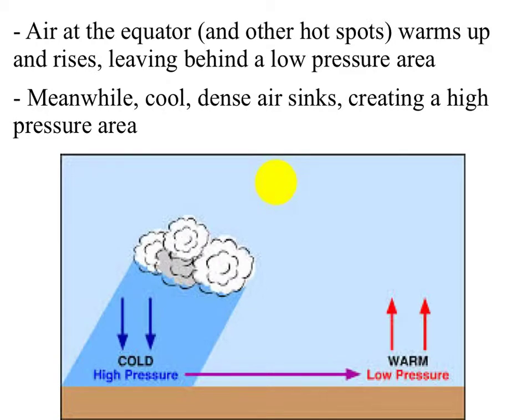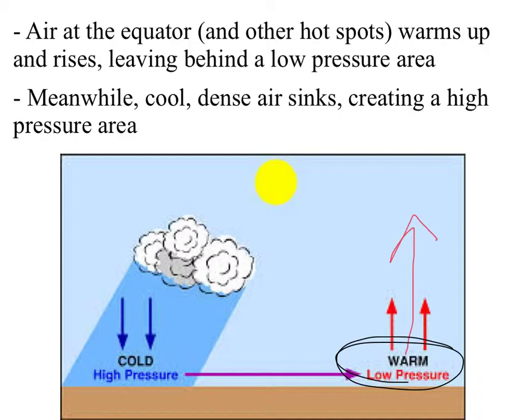With air, it usually gets hot at the equator because it's getting more direct sunlight and for longer periods of time, and it warms up. When it warms up, if you remember, it becomes less dense because it has to spread out, and since it's less dense, it rises. It moves up like this, up into the atmosphere, leaving behind an area that air has gone out of, thus making it a low pressure area.